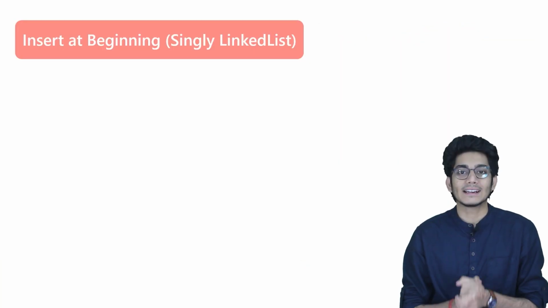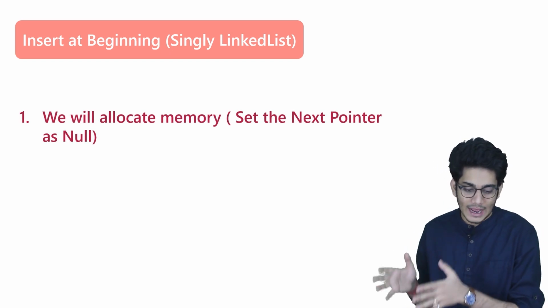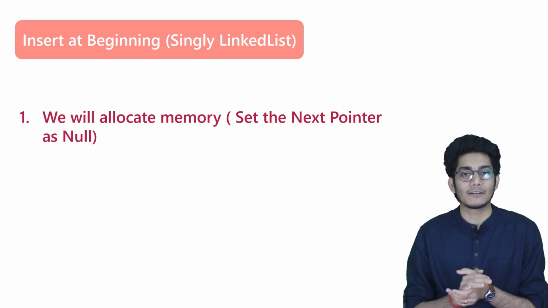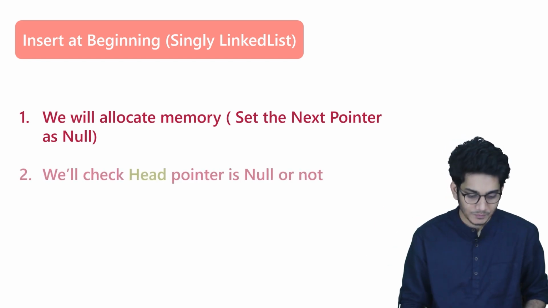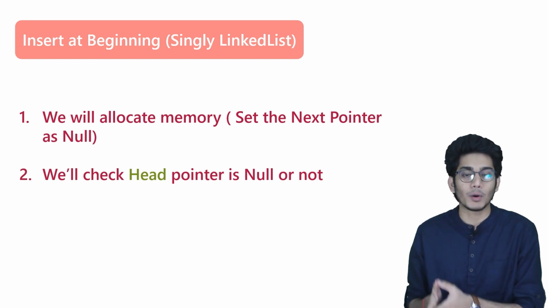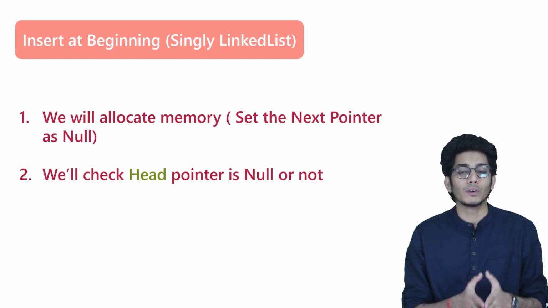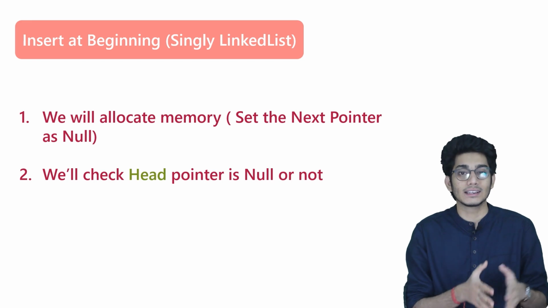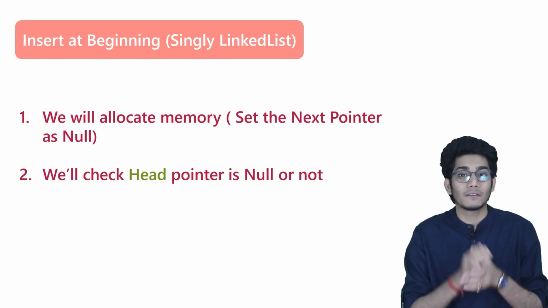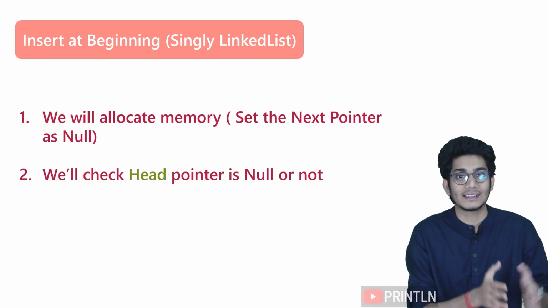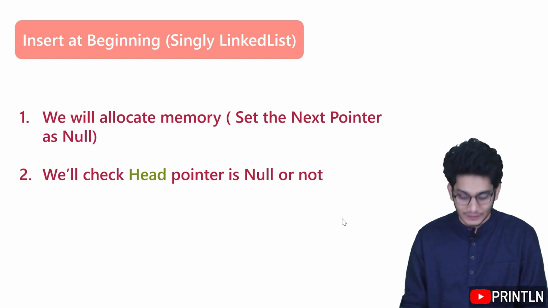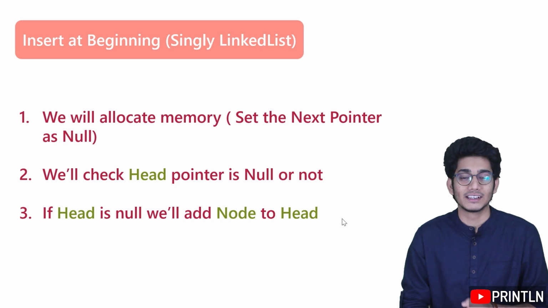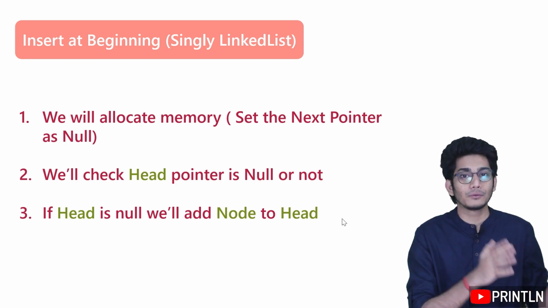So for adding a node at the beginning of a single linked list, what are the steps that we have to perform? At first we have to allocate a memory, and as we know, we have to set the next address as null. Then we'll check whether our head pointer is null or not. If our head pointer is null, it means that we don't have any nodes within our linked list. There is no meaning of adding the data at the beginning, so if head is null, we'll just add the node to the head. Then we will have only one value within a single linked list.